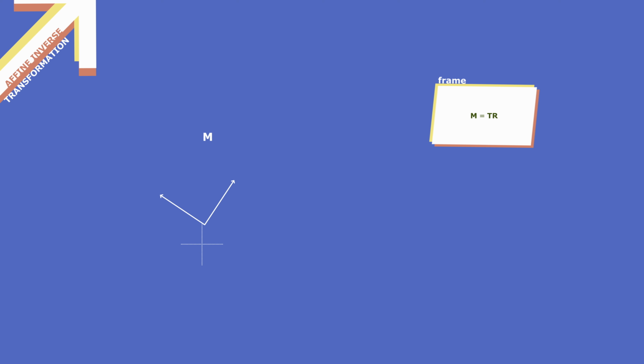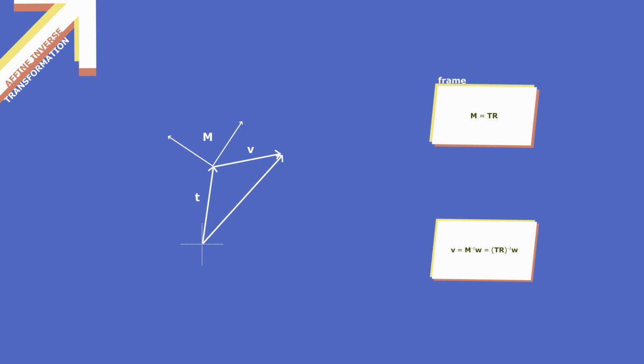Finally, let's look at an example. The matrix M first rotates the vector v and then translates it. It ends up being vector w. The inverse performs the opposite operation. It first translates the vector w by -t, and then it rotates the difference vector in order to become the local v again.